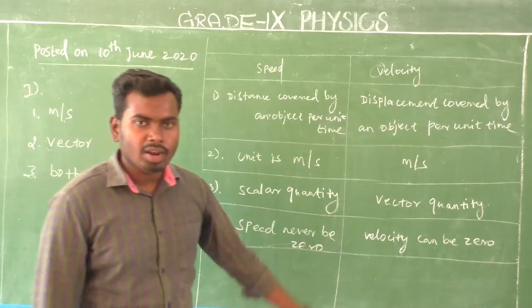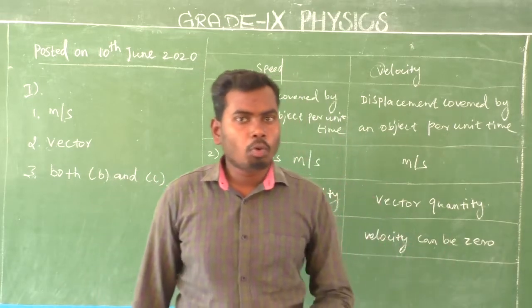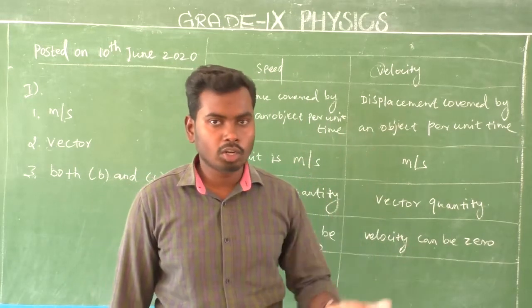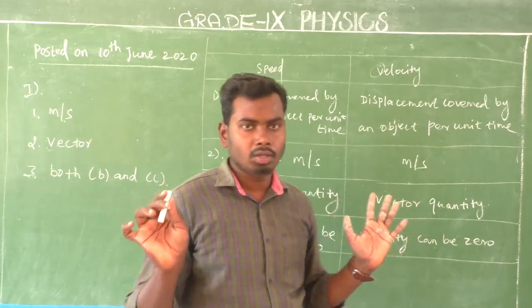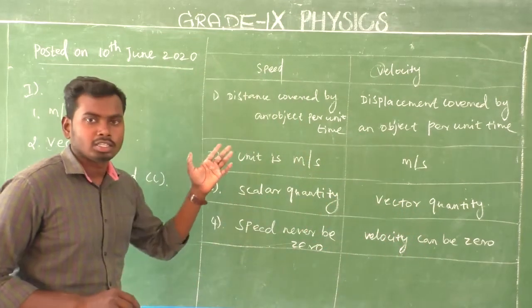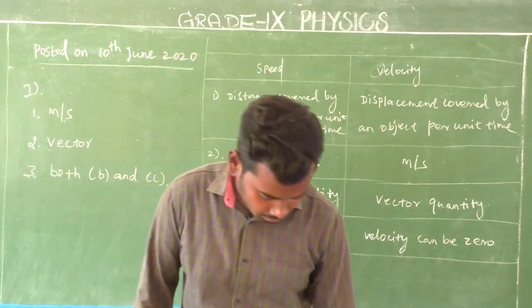So under what condition can velocity be zero? Whenever the final position of the object coincides with the initial position, the displacement is zero. If the displacement is zero, then velocity becomes zero. It's very simple. Okay, so these are the differences between velocity and speed. Is it clear? Yes.